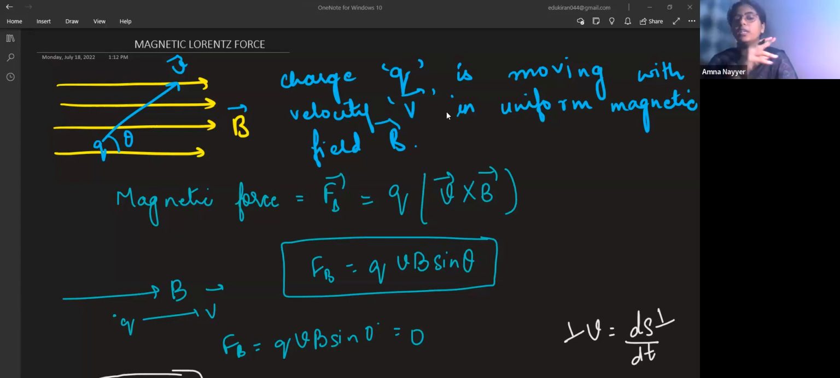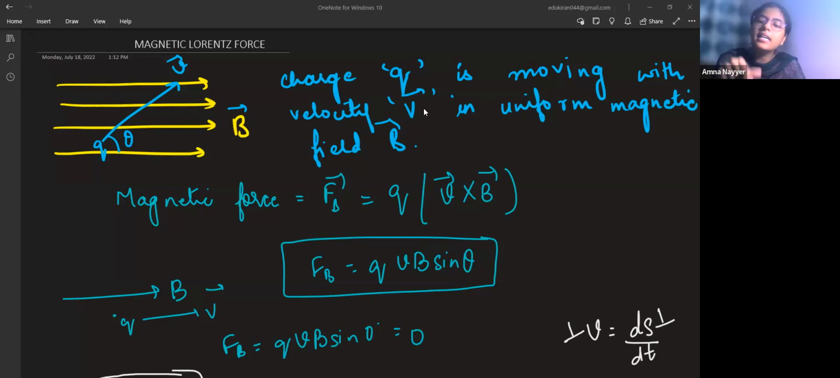All right. So, yesterday we had started with magnetic Lorentz force. So, what was magnetic Lorentz force? If a charged particle is moving with the charge q with a certain velocity v in a magnetic field, the magnetic force is given by the formula q into v cross B. This is the formula that we use for magnetic Lorentz force. There are 4 cases. We were on the third case. 2 cases we had already discussed.